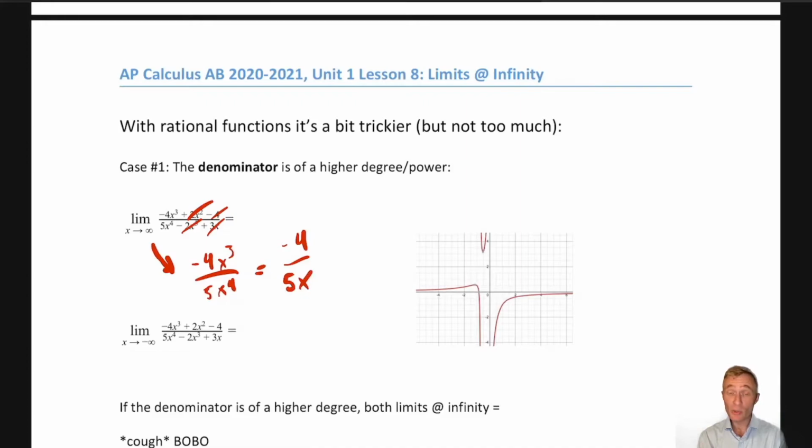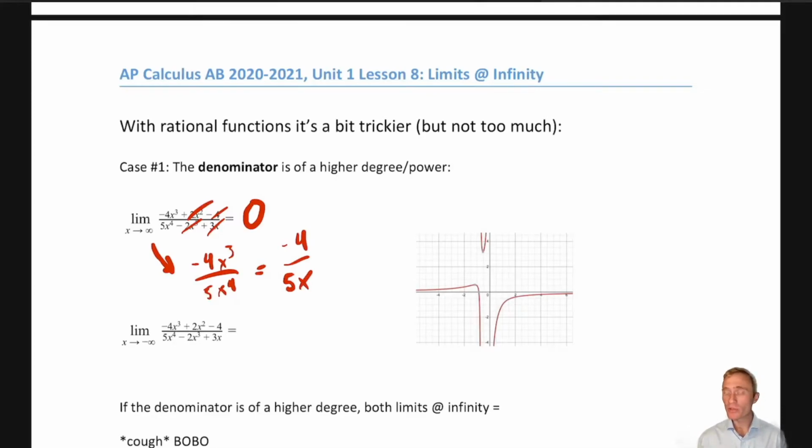If x heads to infinity, what's happening here is negative 4 over a bigger and bigger and bigger number. We are heading towards 0. So that's your Bobo, bigger on bottom. The asymptote is 0. That is the logic for that, because as x heads towards infinity, the 5x to the fourth on the bottom, that's the dominant term.